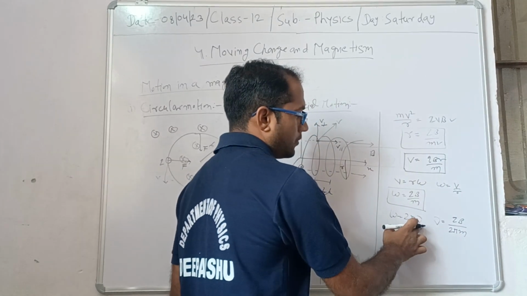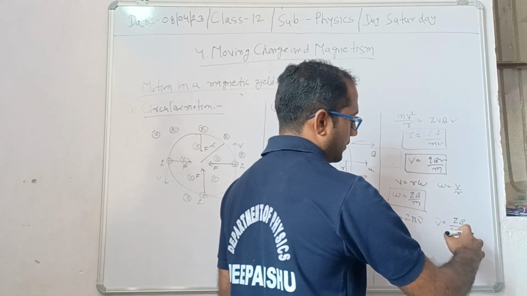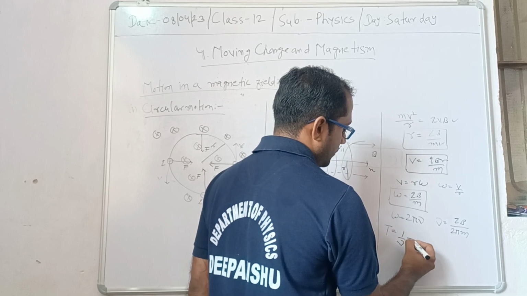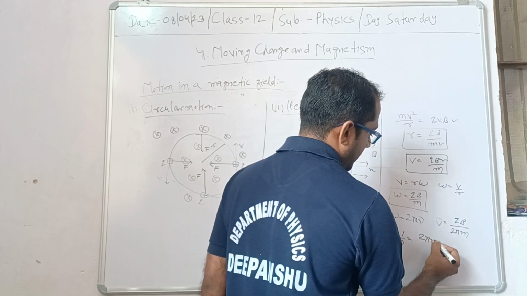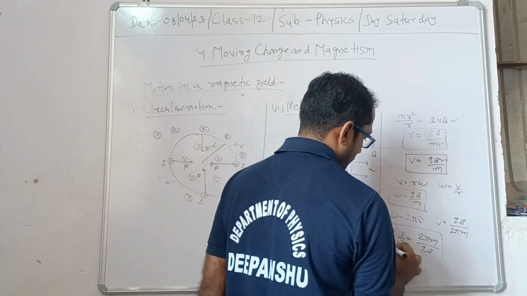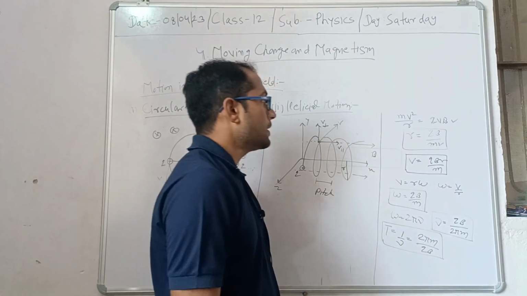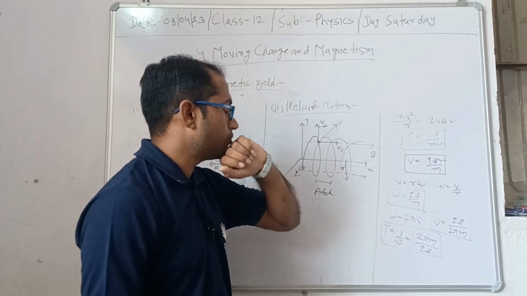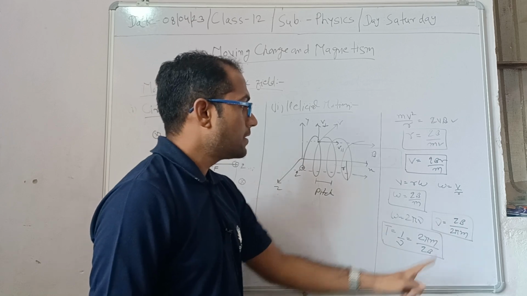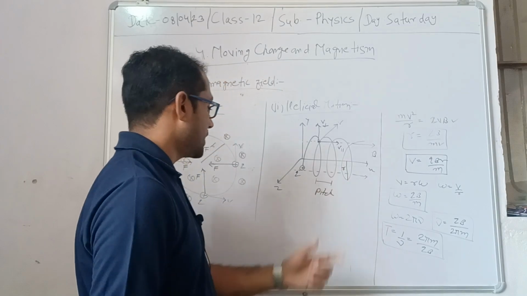To find the frequency, we divide ω by 2π. Then we find the time period. The time period is 1/ν, which gives 2πm/qB. This is the time period of the motion of the charge. So this is the frequency, this is the radius of the path, this is the velocity, this is the angular velocity, this is the frequency, and this is the time period of the charged particle.